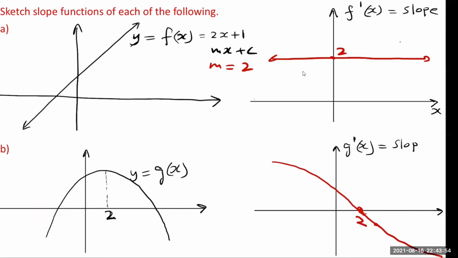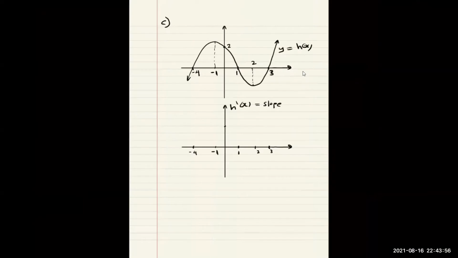Now let's look at one more example of this nature. Let's try to draw the slope function for this given function, y is equal to h of x. This is the graph of y is equal to h of x. We need to draw the slope function. Slope function is denoted by h prime of x, with this prime symbol. So how do you draw the slope function for this function?